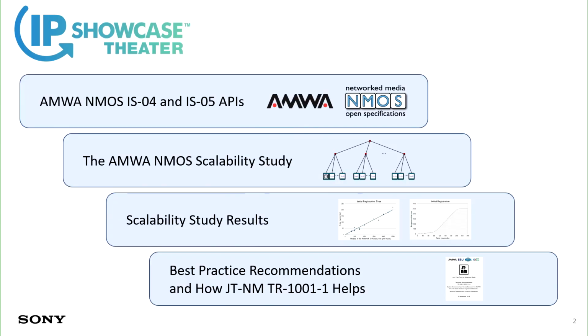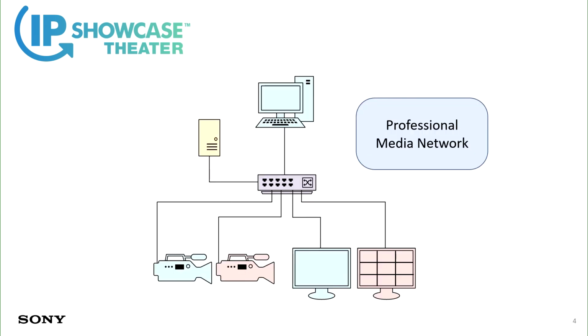So I'll start off by talking about the IS-04 and IS-05 APIs and give a brief summary of how they work. I'll then go on to the AMWA NMOS scalability study and why we set that up. I'll then talk about some of the results of the study, and finally talk about some best practice recommendations that we've made and how the JT-NM TR-1001-1 helps with that. So starting with the APIs themselves.